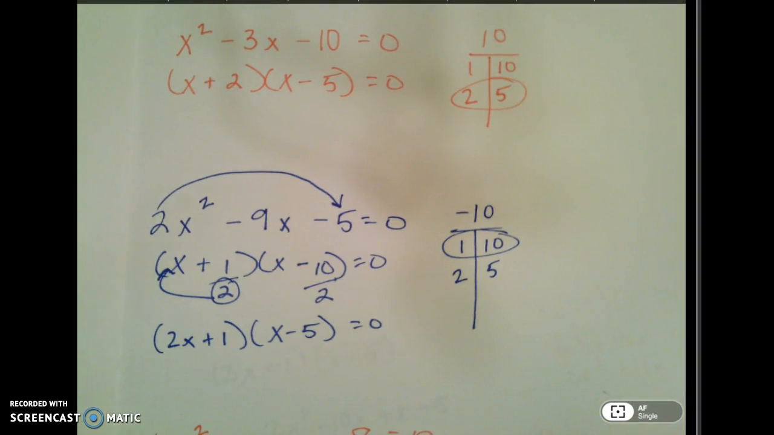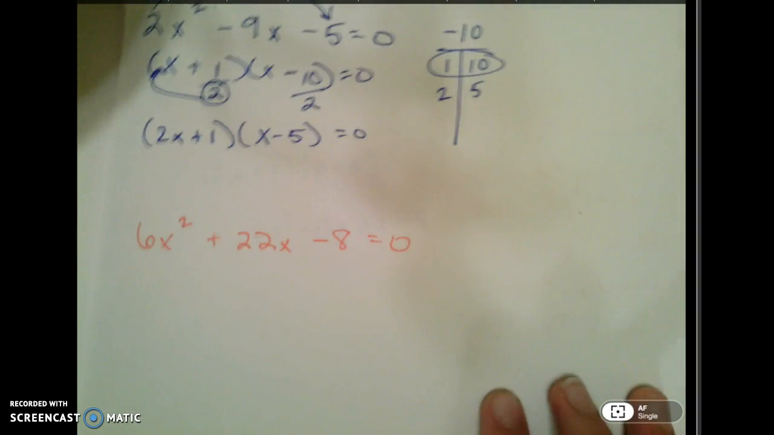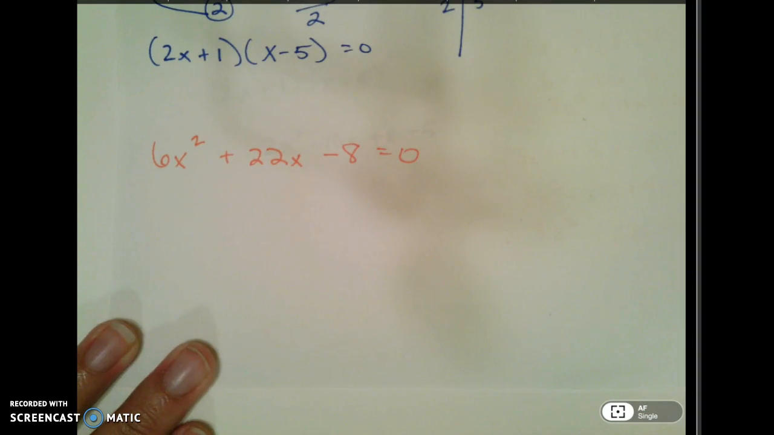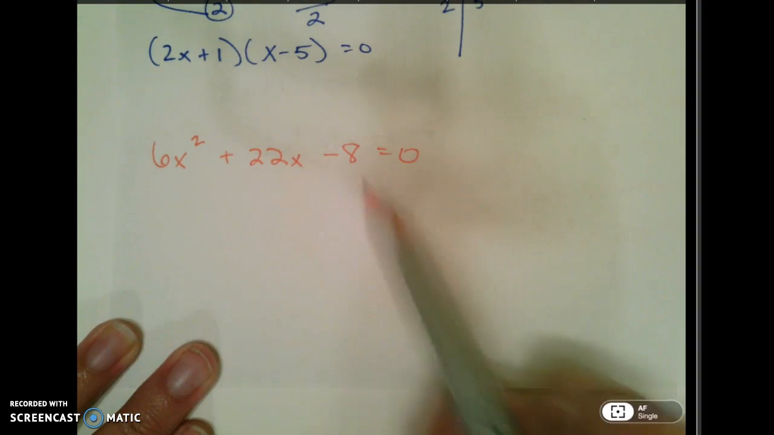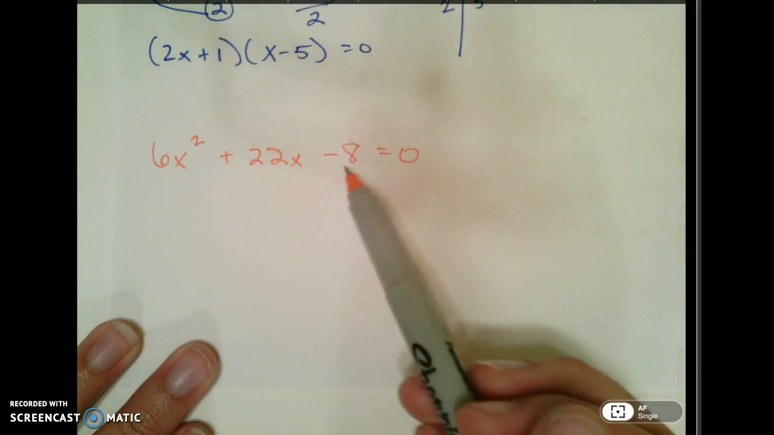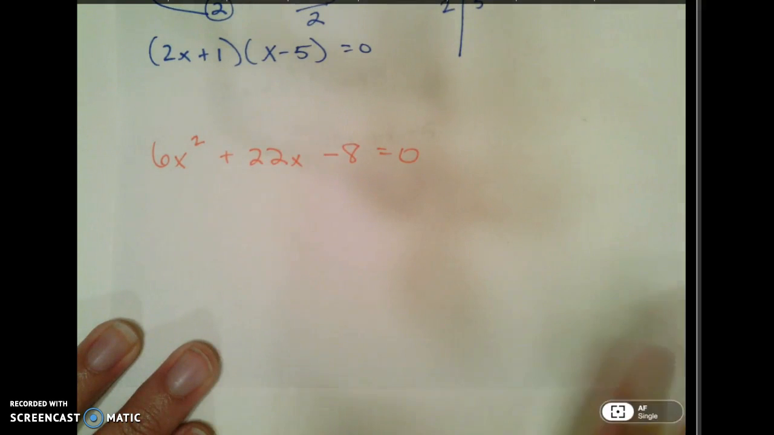Then I have one more example. 6x squared plus 22x minus 8. Same thing, there are no factors of 8 that will give me 22. Now if I multiply 6 and 8, it's going to give me 48. It's not terribly big numbers. Sometimes you will get really big numbers.